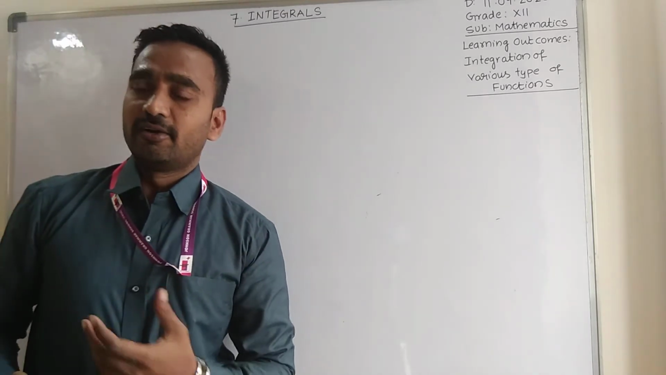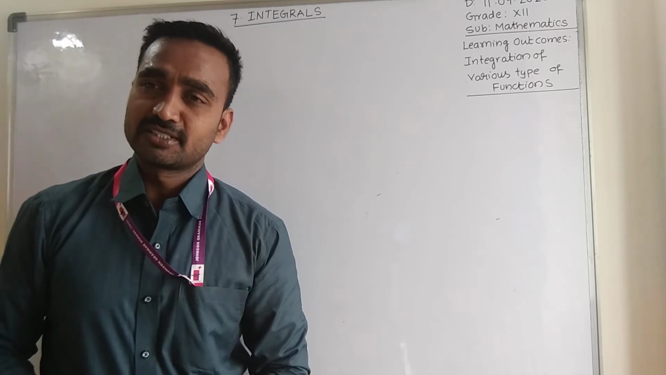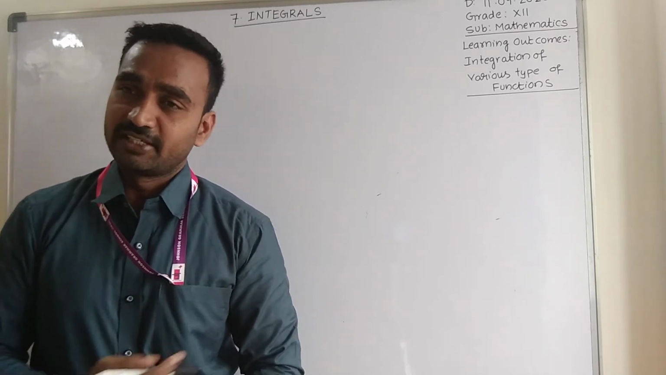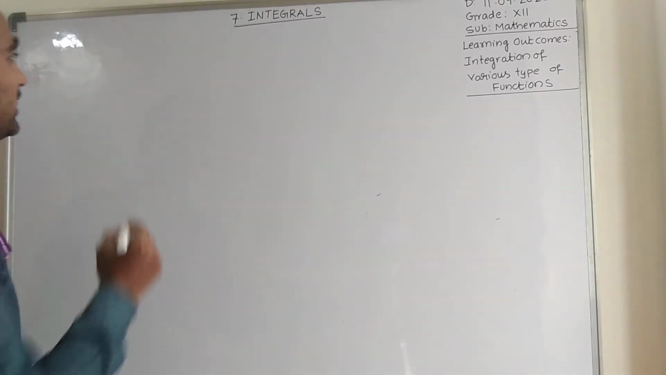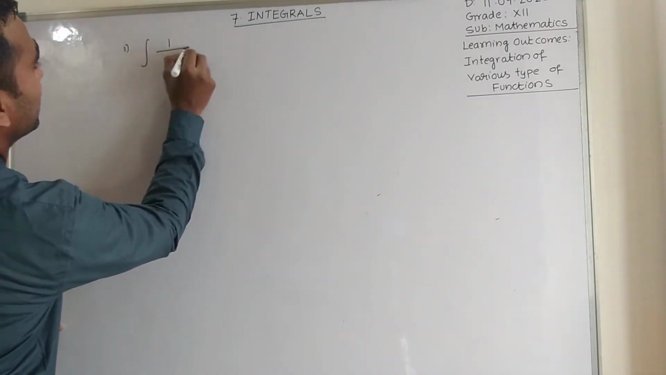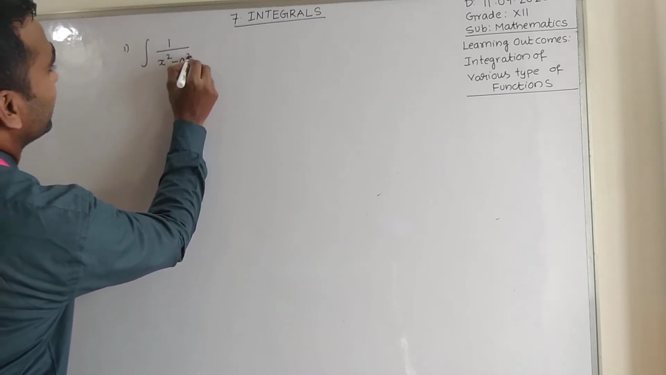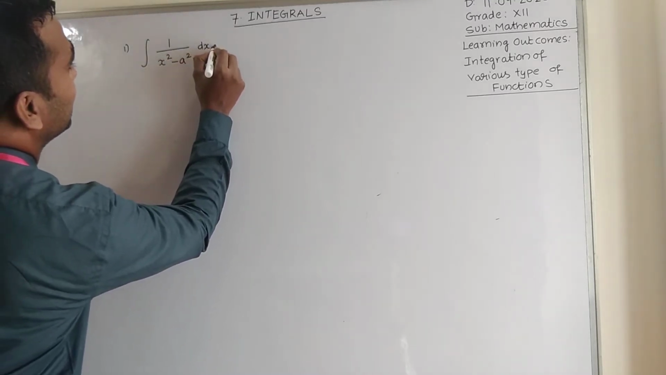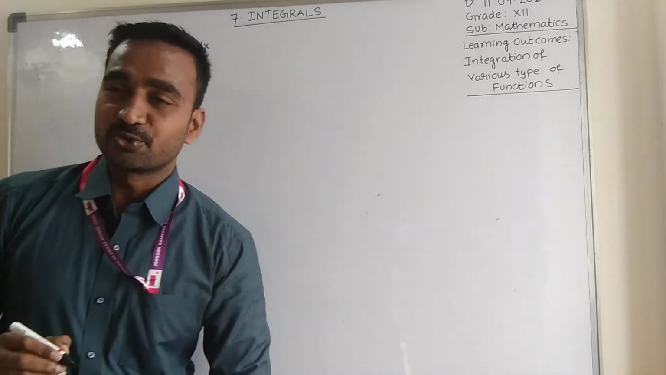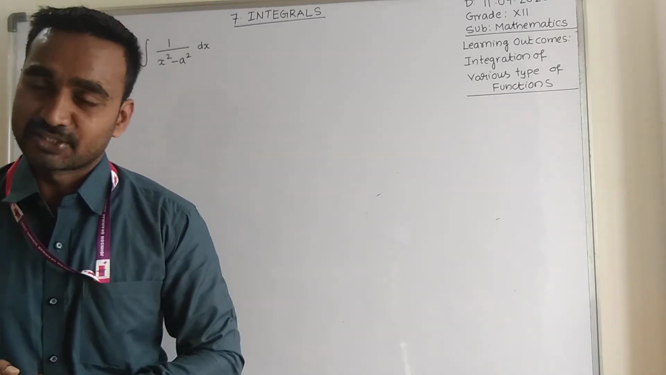So we have various types of functions. Today we will discuss six various types of functions: how to find the integral of the given function. For example, the first one is the integral of 1 by x square minus a square dx. How to find the integral of 1 upon x square minus a square.